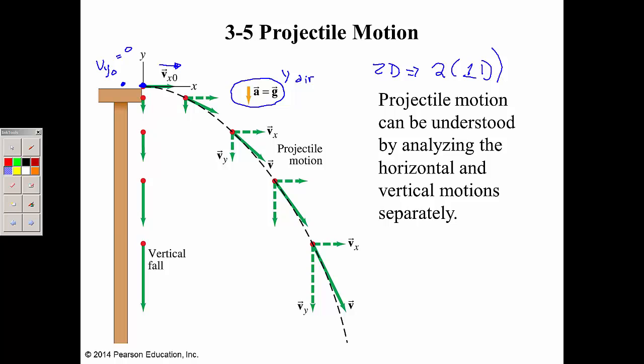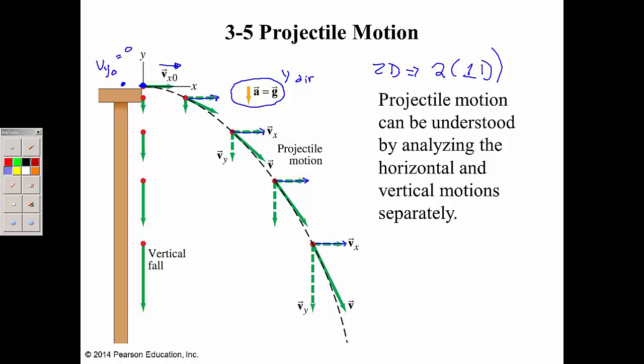Now let's start with the x direction first, because it's simpler. Our velocity in the x direction simply does not change as the projectile moves from the right to the left as well as down. It's a constant. There's nothing to accelerate it in that direction.